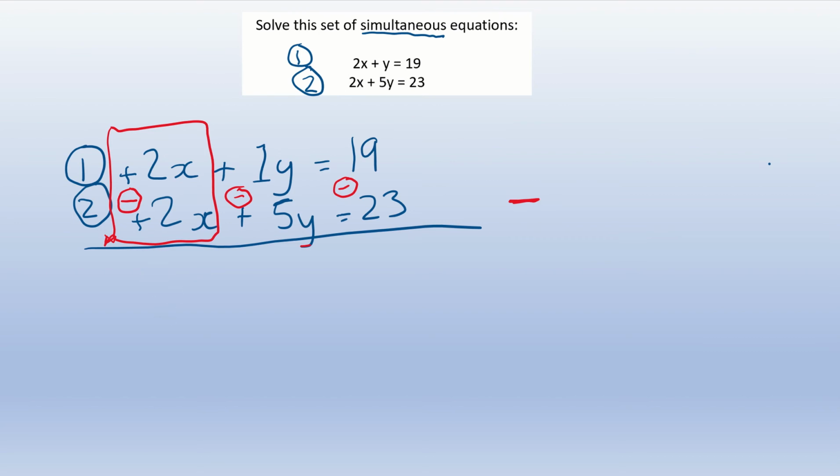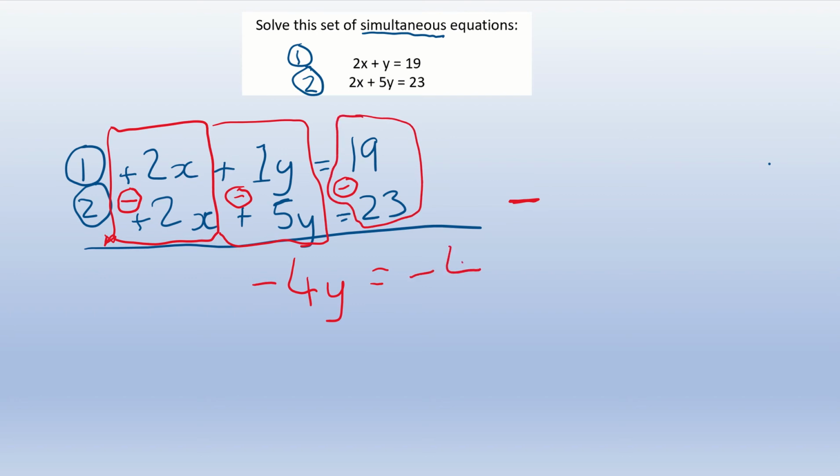Now we still got to sort out the next two parts as well, so don't forget those. So my second part here, I have 1y take away 5y. So 1y take away 5y is going to be minus 4y. And then my last one here, the other side of my equal sign, I have 19 take away 23, which is minus 4. So what we did there was we broke the question down into sort of 3 sums.